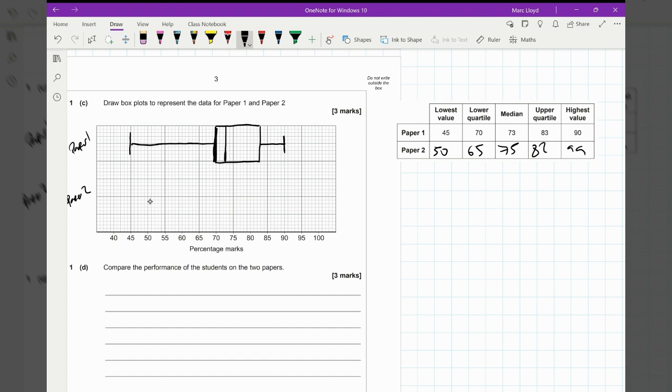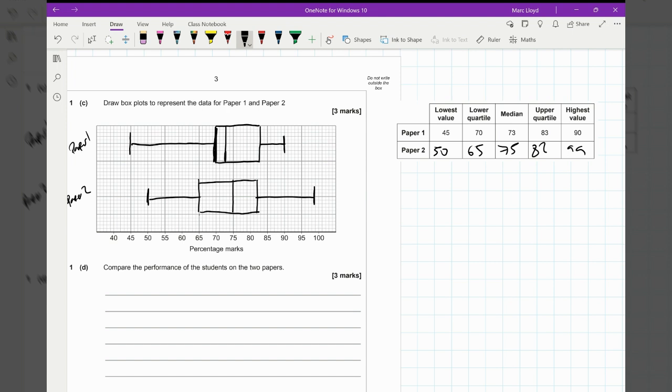Paper 2, we've got 50. That's for our low value. Our high value, I'll put that in now, is 99. Our median is at 75. Our lower quartile, 65. And then the upper quartile is at 82, 81, 82. Oh, it comes out so scrappy on the Surface Pro, but there we are.